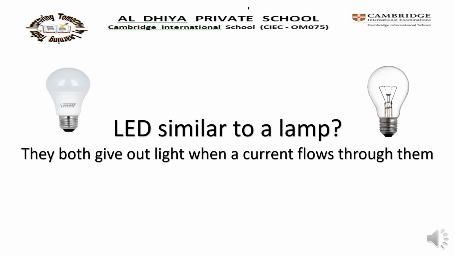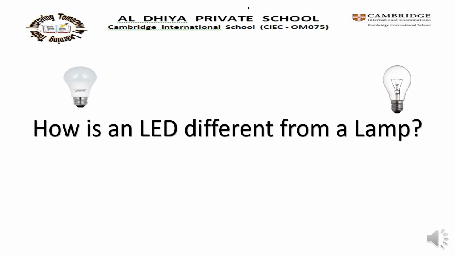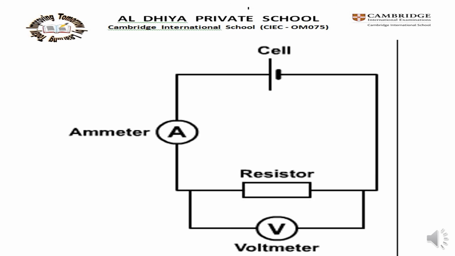Is an LED similar to a lamp? Yes, they both give out light when a current flows through them. How is an LED different from a lamp? The current can only pass one way through an LED but can pass either way in the lamp. The light in the lamp is produced due to the high resistance in the wire. The light in the LED is produced when electrons in the semiconductor material move between distinct energy levels.